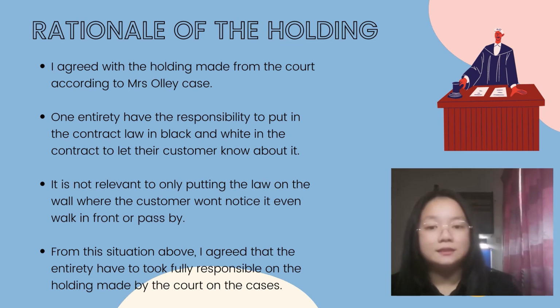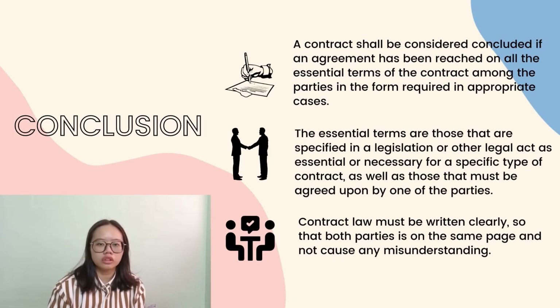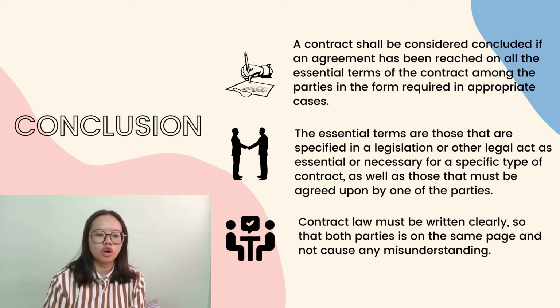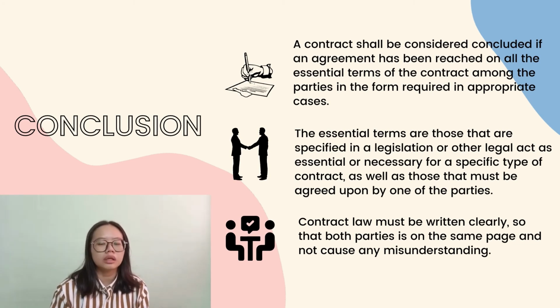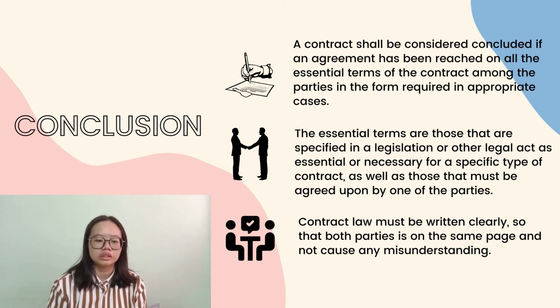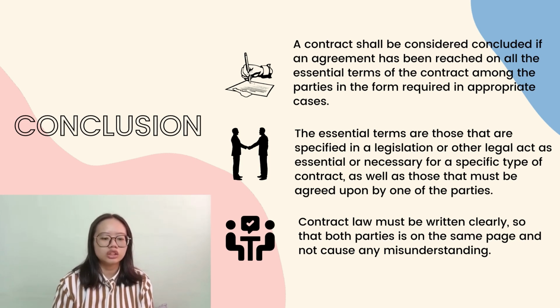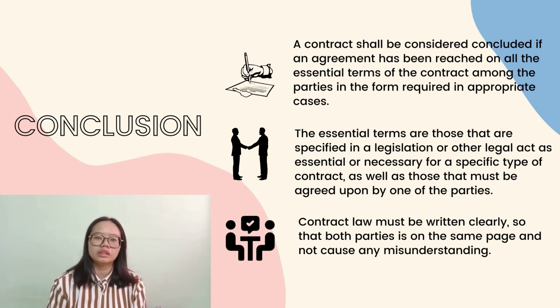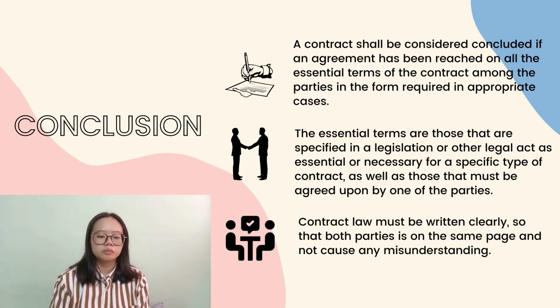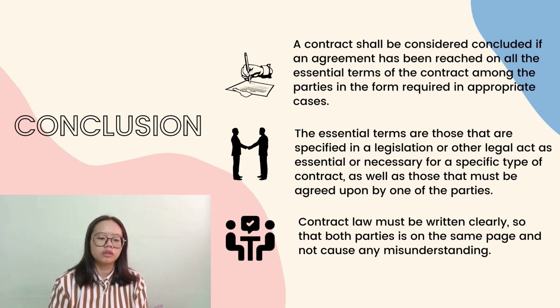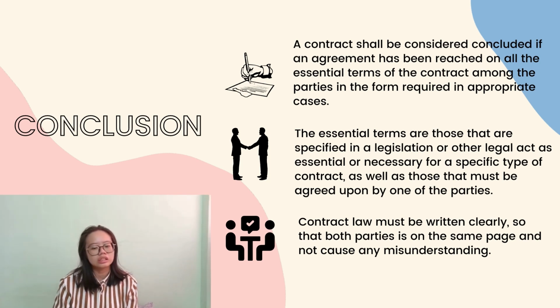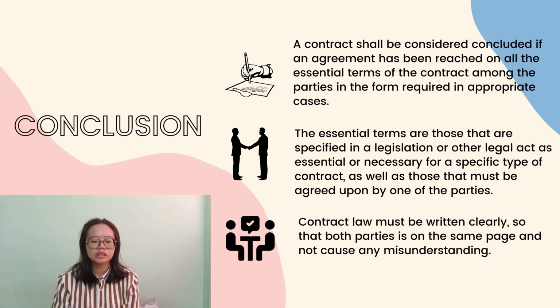The conclusion of the case is that a contract should be considered concluded if an agreement has been reached on all the essential terms of the contract among the parties, in the form required in appropriate cases. The essential terms are those on the subject of the contract, terms that are named in a statute or other legal acts as essential or necessary for a contract of the given type, and also all those terms with respect to which, by declaration of one of the parties, an agreement has been reached. Contract terms must be written clearly so that both parties are on the same page and do not cause any misunderstanding.